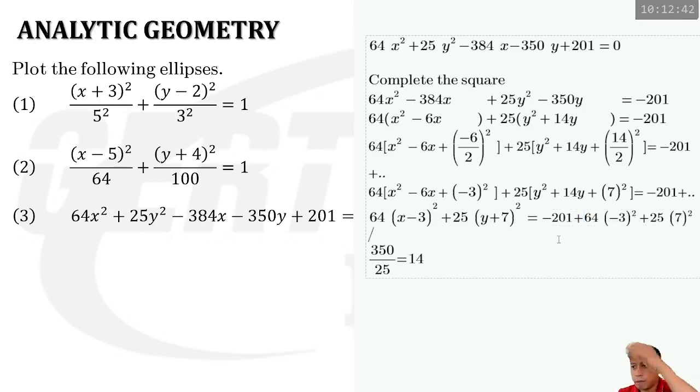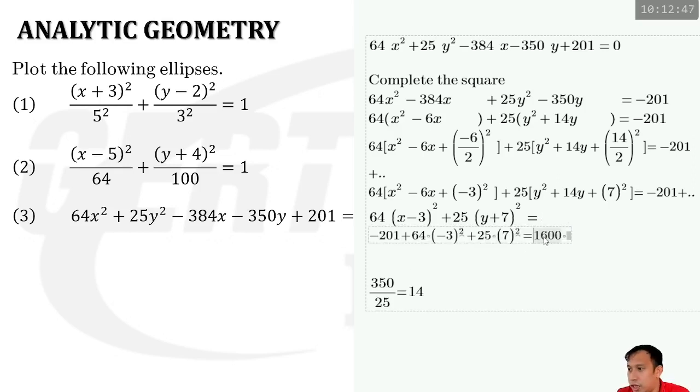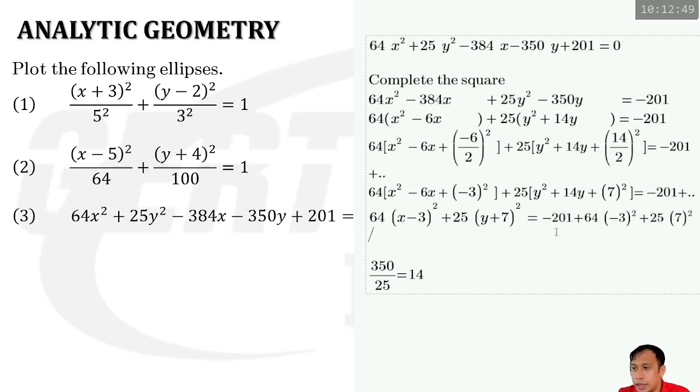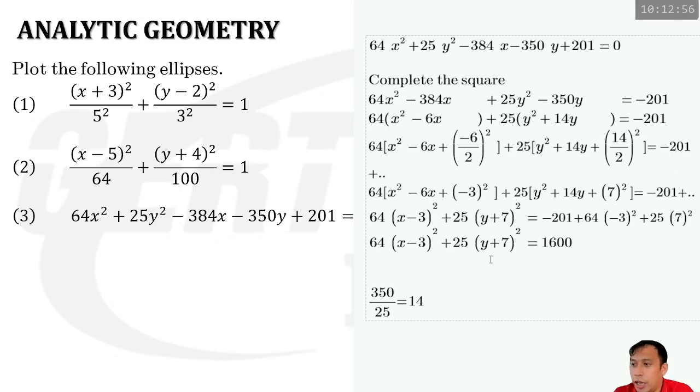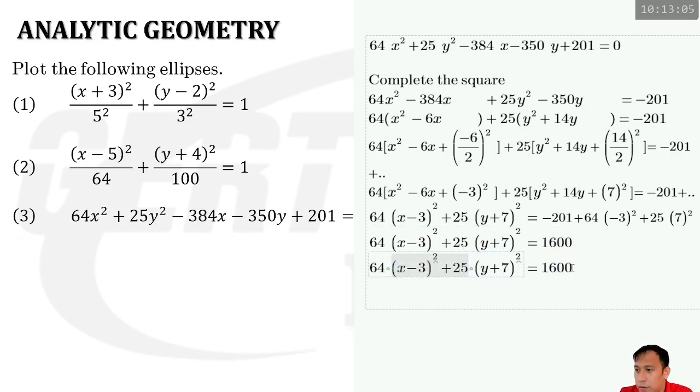Okay. So that's it. Evaluating this, you'd find that to be 1,600. So, this is equal to 1,600. Okay? Now, di ba, the right side must be equal to 1, no? The right side must be equal to 1. So, this should become what? Divide both sides by 1,600, no? Para maging 1 yan.